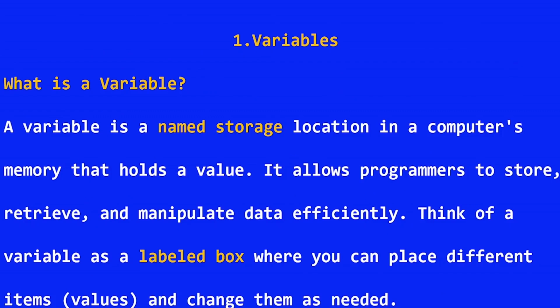So we're starting with variables. What is a variable? A variable is a named storage location in a computer's memory that holds a value. So it allows programmers to store, retrieve, and manipulate data efficiently. You can think of a variable as a labeled box where you can place different items or values and change them as needed.